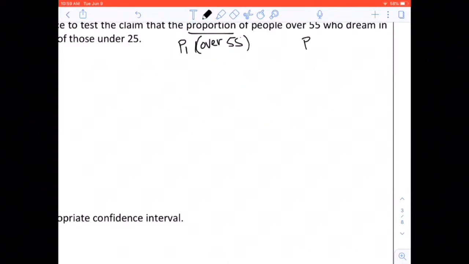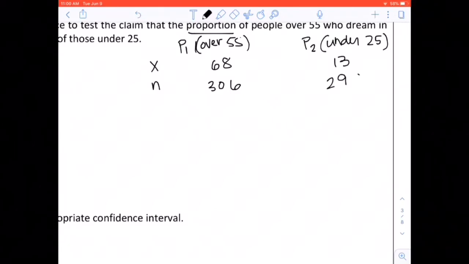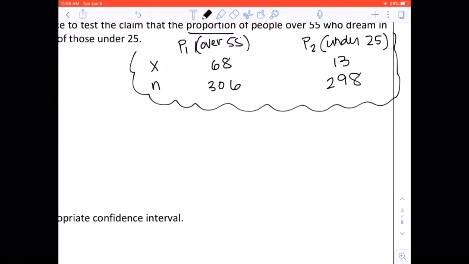And then we're going to have our proportion 2, which is going to be under 25. And from each of these, I need to have an X value and an N value. And so over 55, we had 68 that dreamt in black and white out of 306. And for those that were under 25, 13 dreamt in black and white. And we studied 298 people under the age of 25.